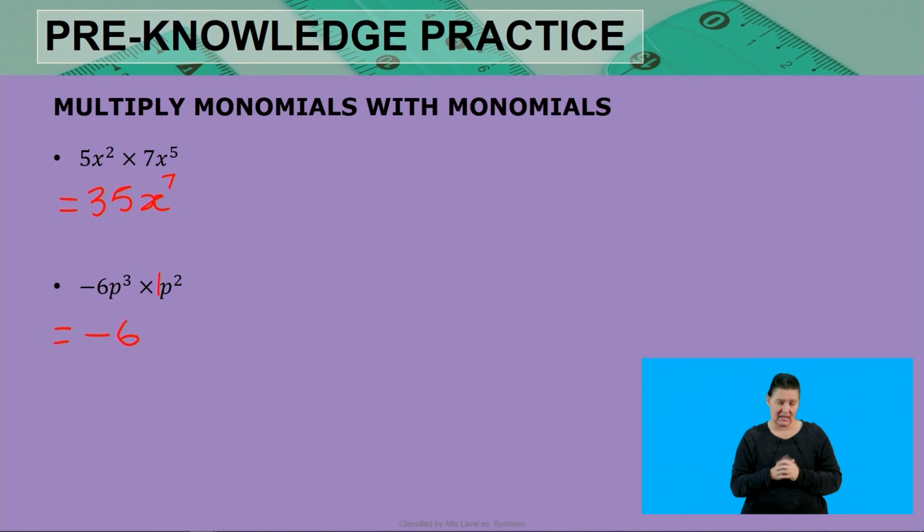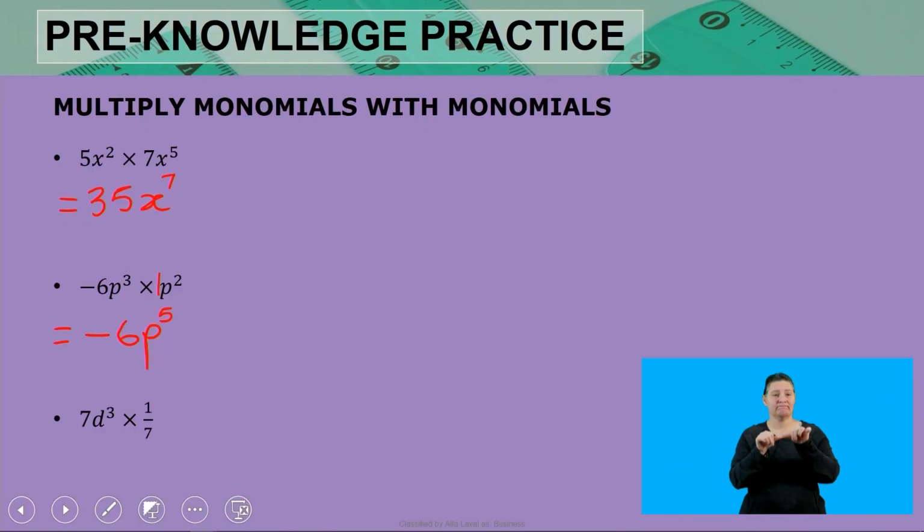Now again, we have bases that are the same. So p cubed multiplied by p squared gives us p exponent 5, and we got that 5 by adding those exponents. Since they have the same base, we can add the exponents since we are multiplying. Then let's go on to the third one.